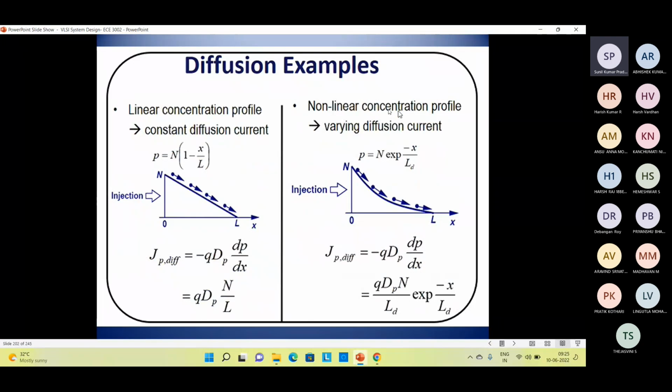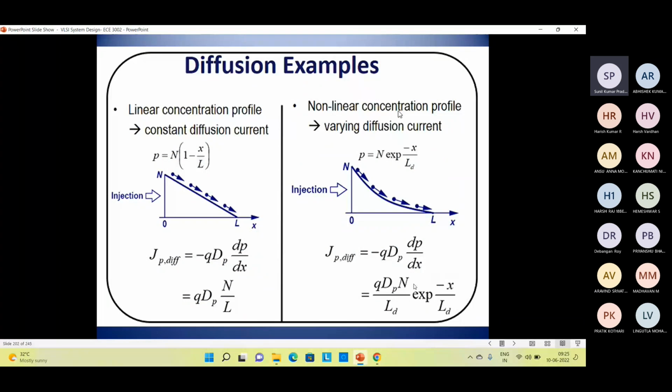Similarly, for a non-linear concentration profile, where the diffusion current varies, the hole concentration will be N into e to the power minus x by Ld. So in those cases, it will be minus q Dp dp by dx. So finally, it comes to q Dp N divided by Ld into e to the power minus x by Ld. So these are two cases: one is the linear concentration profile and another the non-linear concentration profile. Okay. So in that case, this is how the current density will be governed.